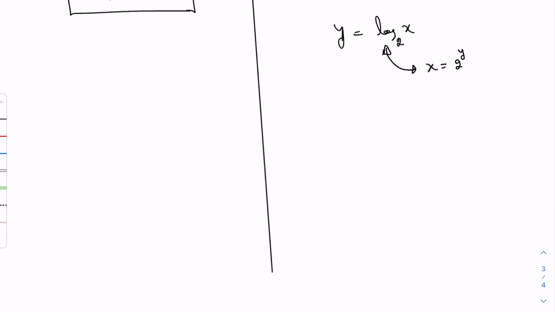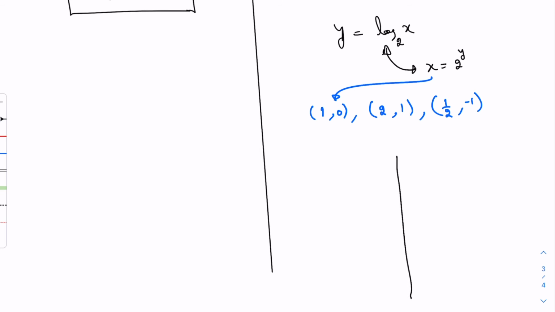Now I will collect some points from here. So what are my points? Let me write them over here. If I put y to be 0, I get x value 1. If I put y to be 1, I get x value 2. On the other side, if I put y to be -1, I get x value half. I think with these 3 points, we'll get the idea for the curve.